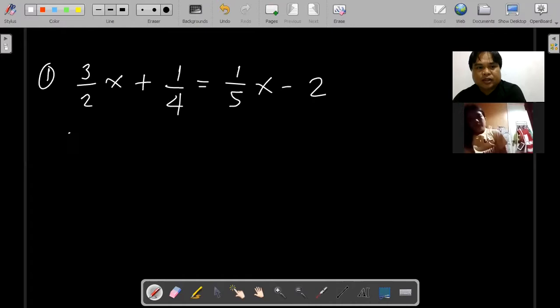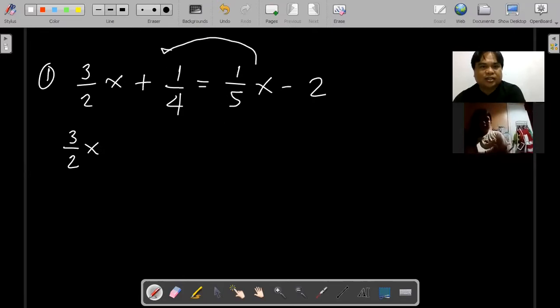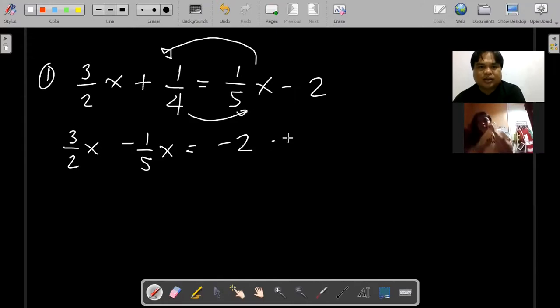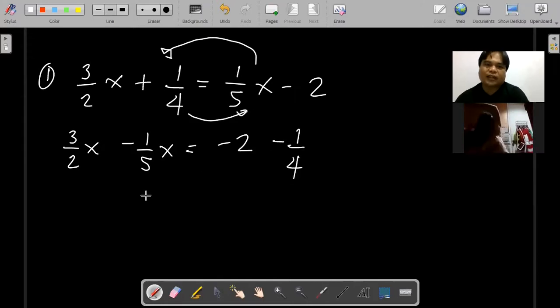So, 3/2 x, okay, and then you transfer this to the other side, right? So this becomes minus 1/5 x, right? And then negative 2, the 1/4 here, you transfer it to the other side as well. This becomes minus 1/4, right? Get it?